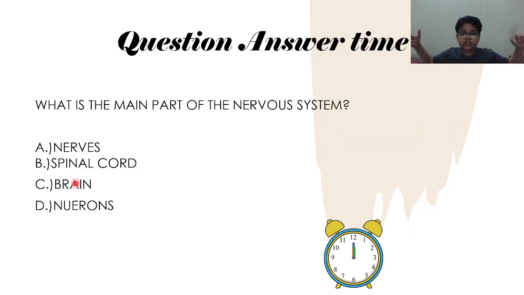Now the question answer time. You have to tell what is the main part of the nervous system. You have 15 seconds and it starts now. Time's up. The correct answer is the brain. It is the main part of the nervous system, which is actually the CPU.